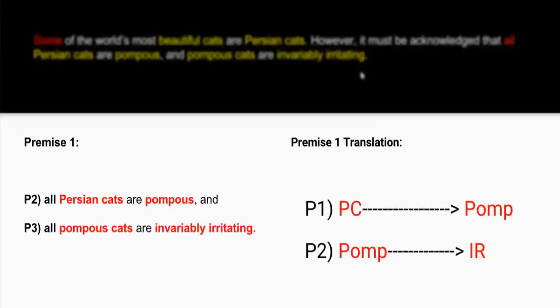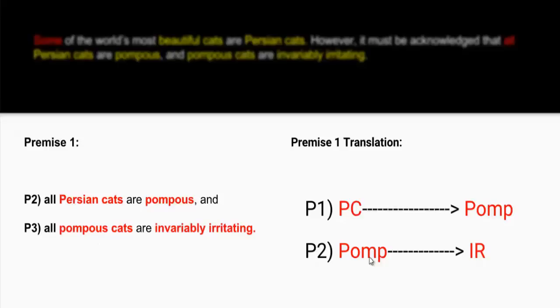Up to this point, you should know how to translate a garden variety if-then statement. Okay, so this is basically an if-then statement. All right, so premise 2, all Persian cats are pompous. So we can say PC, arrow, pomp. Okay, and of course, you can also draw the contrapositive, which is not pomp, not PC. Just flip and negate. Now premise 3, all pompous cats are invariably irritating.